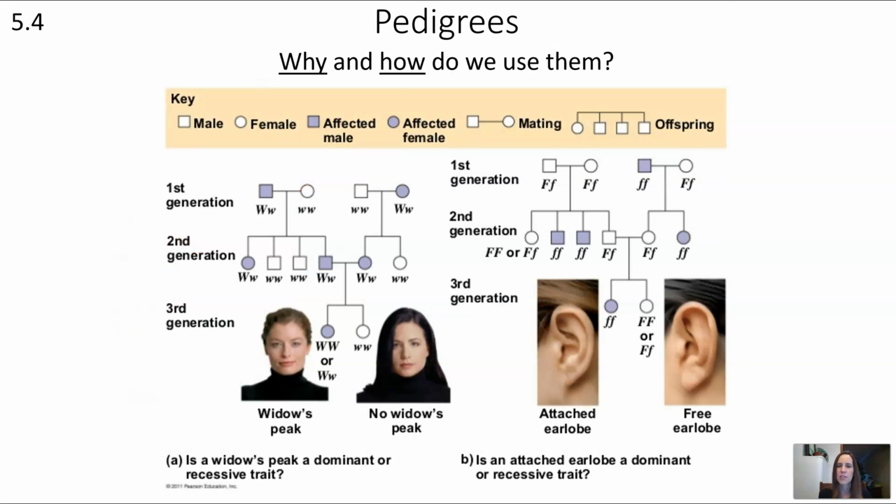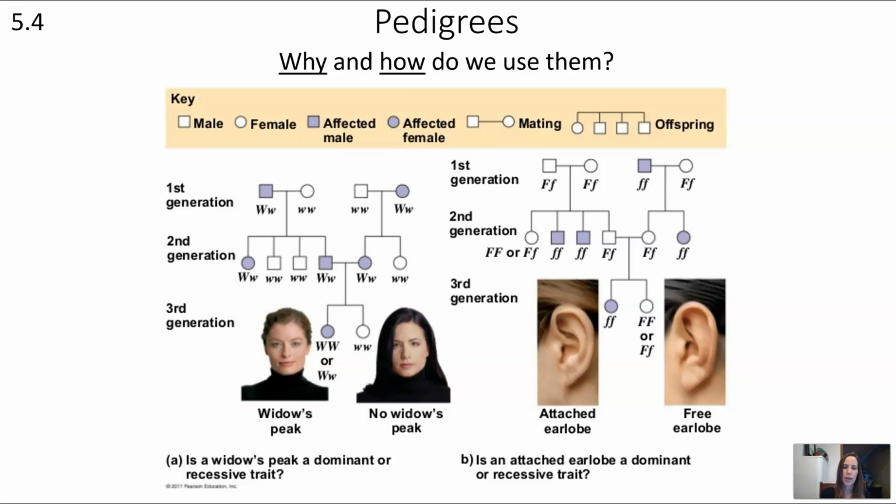Final topic of this video is pedigrees. So take a look at this diagram. What is a pedigree and what do you think it's good for? A pedigree is a way to represent the prevalence of a trait in a family, and it helps us figure out inheritance patterns, and it also helps us predict the likelihood of a trait appearing in offspring.